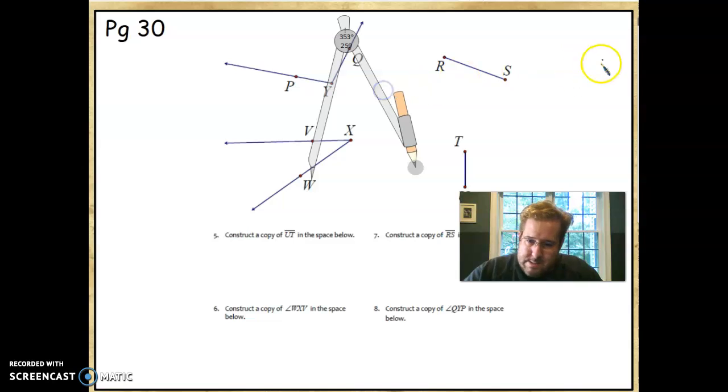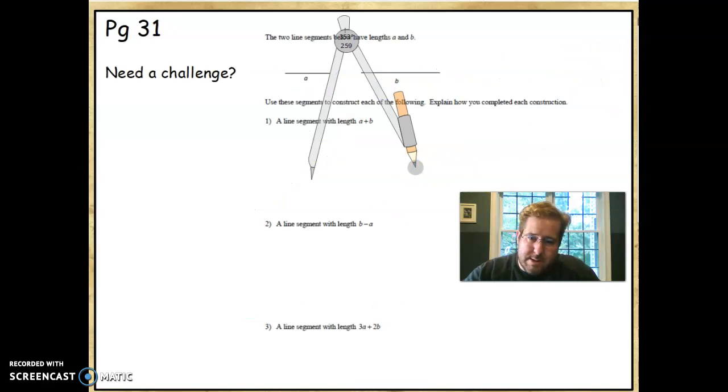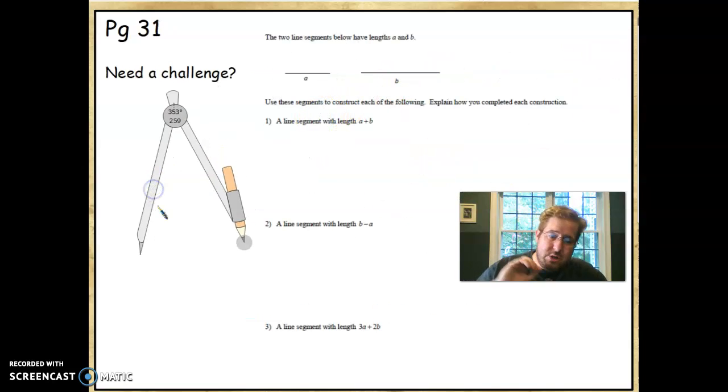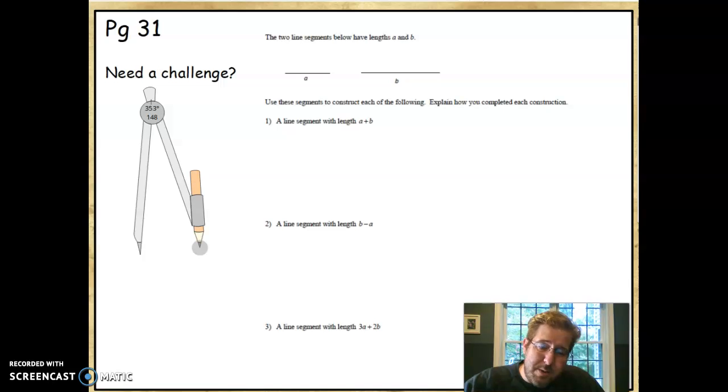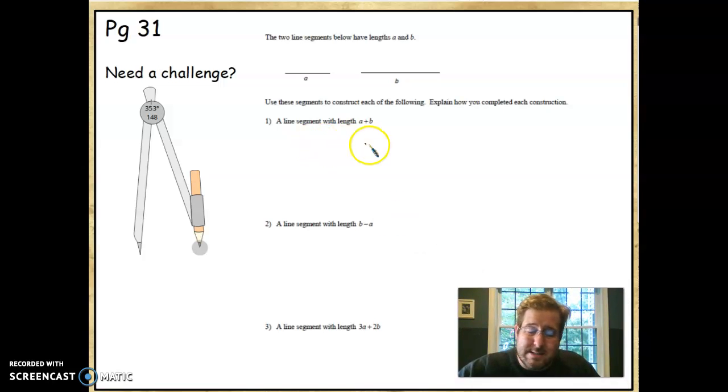All right, now I'm going to skip. Now, I know there's a lot of practice here. We're practicing copying segments and angles, but like I said, just watch the last video if you need more help. I know I just did one example of each because I really want to get to page 31 and 32 in your packet. The reason why is because this is new, and this is segment addition.